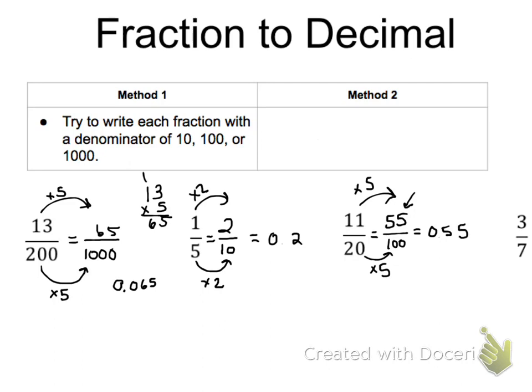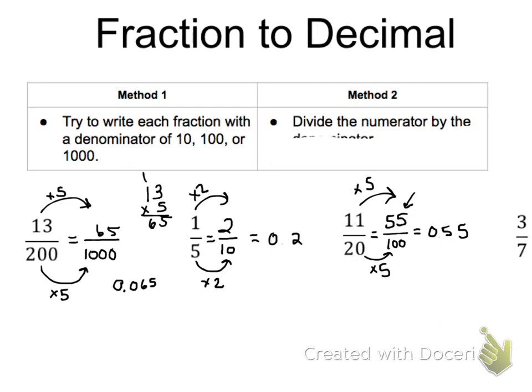Okay, my last fraction is 3/7. Is there an easy way to convert that into a fraction with a denominator of 10, 100, or 1,000? I'm thinking there isn't an easy way. So this is when we're going to use method 2.